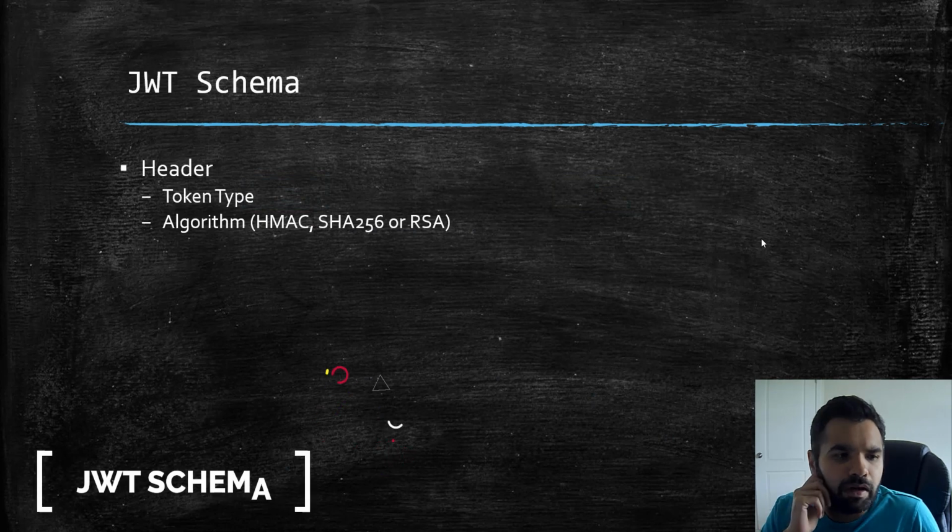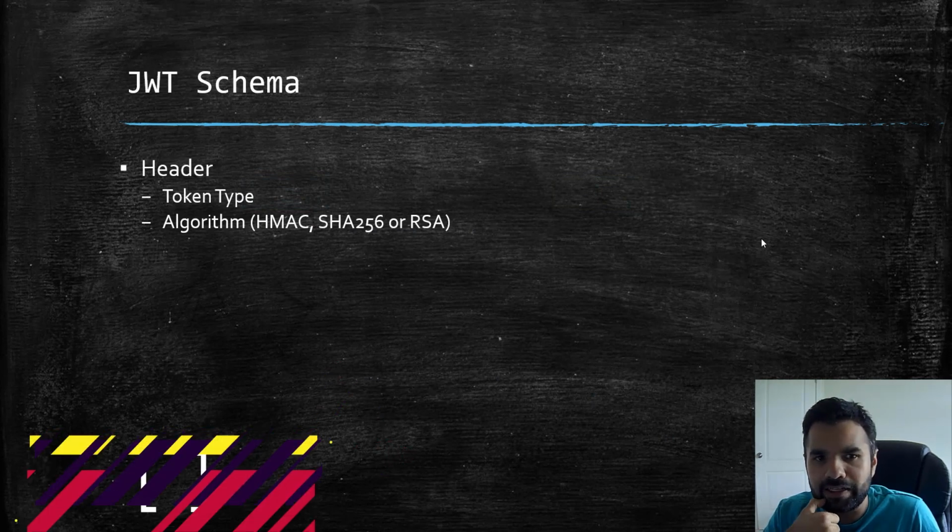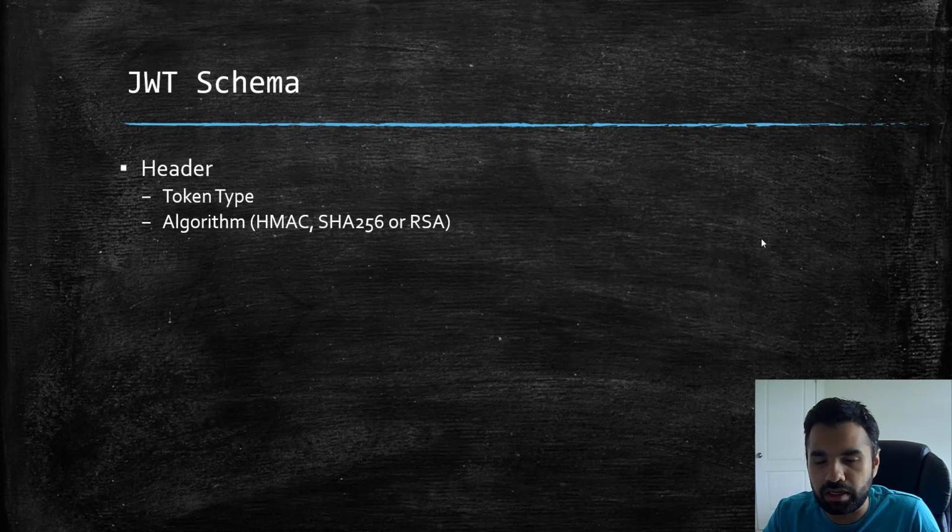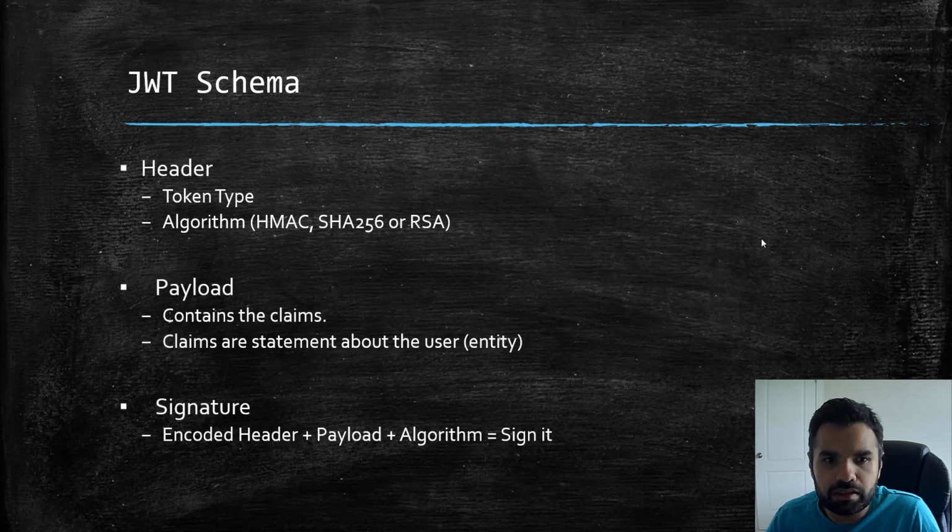Now, a JWT is made up of three parts. The first part is the header. The header typically has the token type, which in our case is JWT, then the algorithm which is used, so HMAC SHA or RSA. Then the second part is the payload. The payload contains the claims, and claims are statements about the user.